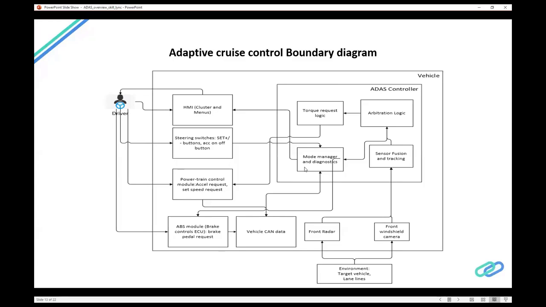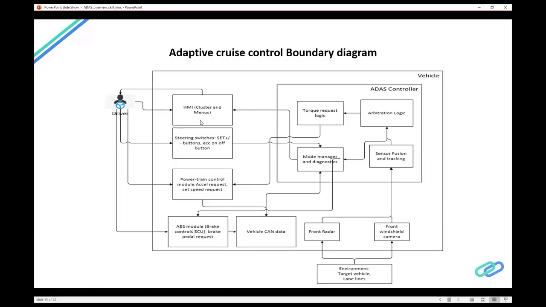Mode manager is basically taking all the information from vehicle CAN and it's taking all the information from the driver's settings. As I mentioned, the driver is responsible to set the desired set speed. Let's say the driver sets 40 kilometers per hour as the set speed and sets a gap setting of 10 meters. So all that information is given from the steering switches, and it is given to the mode manager, and the mode manager then arbitrates or conveys that information to the other logics.